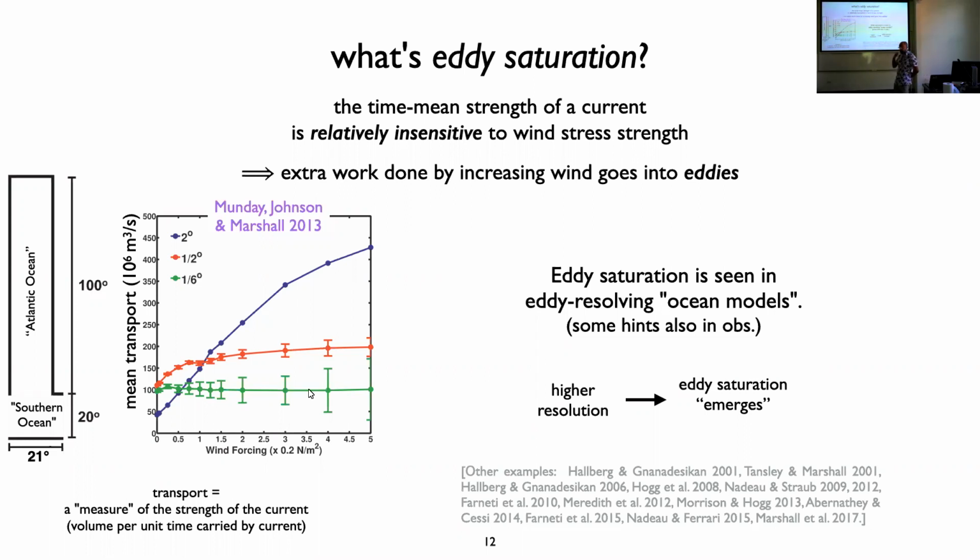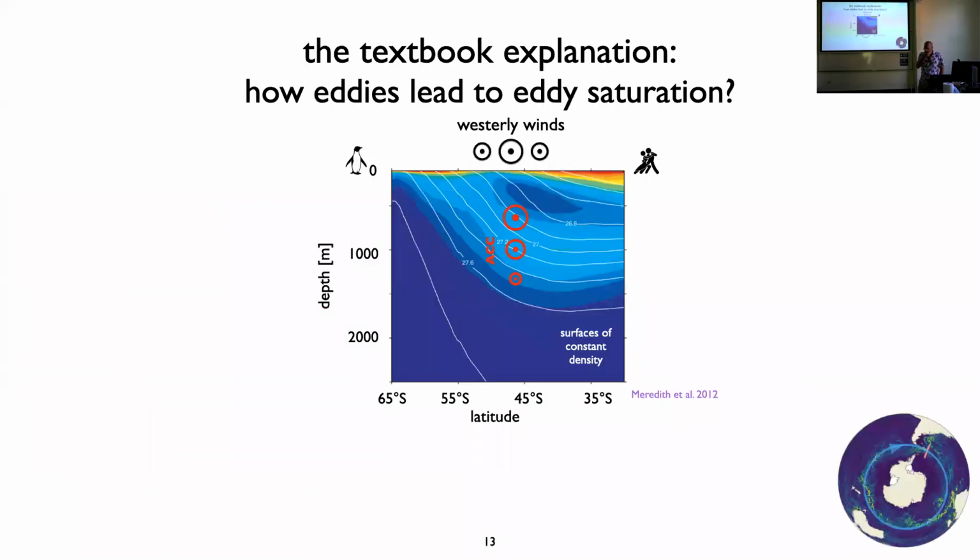So when the resolution of your model is high enough, how high, let's not discuss it now, you find that the strength of the current remains unchanged, and all this extra momentum you're putting in goes into eddies. So then the question is, well, why is this happening?